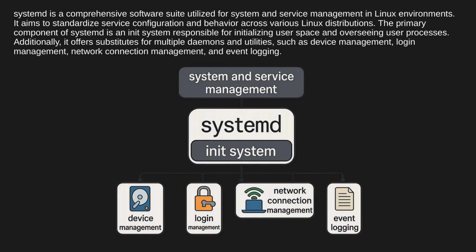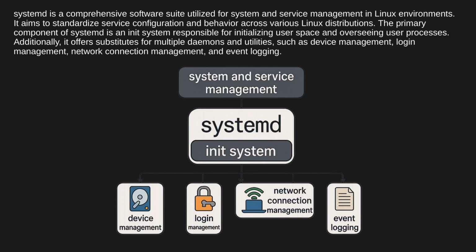Systemd is a comprehensive software suite utilized for system and service management in Linux environments. It aims to standardize service configuration and behavior across various Linux distributions. The primary component of Systemd is an init system responsible for initializing user space and overseeing user processes.